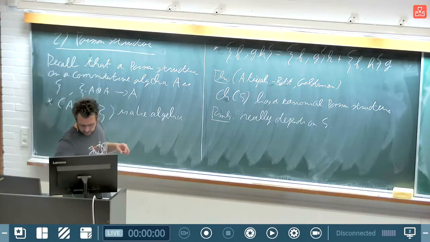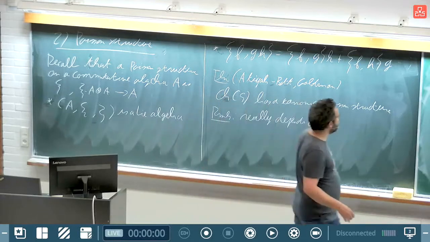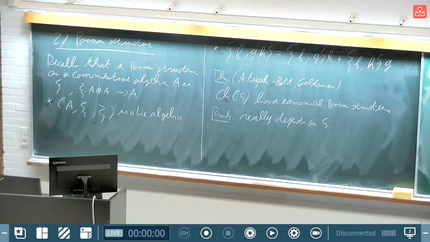Maybe I should say, but if you don't know what that means, don't worry too much, actually the character stack also has a Poisson structure.